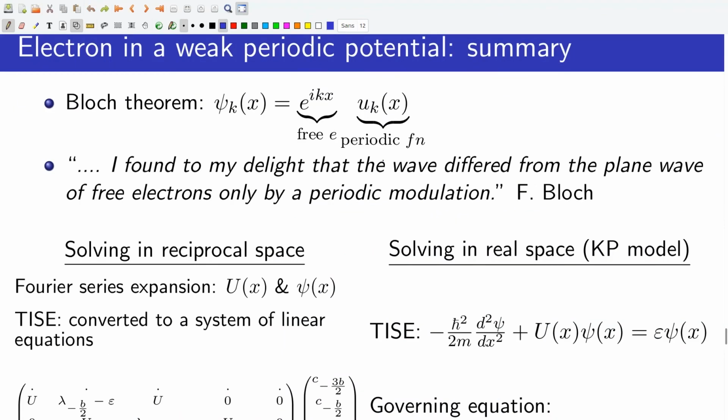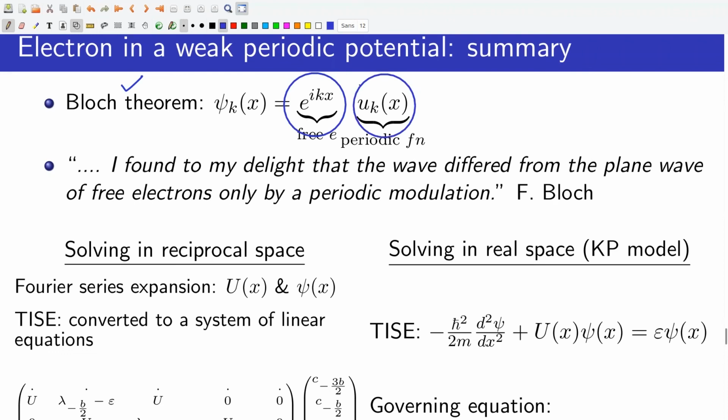We have completed our discussion on how to solve the time-independent Schrodinger equation in a periodic potential. This has been a long discussion, and let me summarize the most important steps. The first step is to write some generic form of the wave function in a periodic potential. This is given by the Bloch theorem. Let me quote Bloch himself: I found to my delight that the wave differed from the plane wave of free electrons only by a periodic modulation.